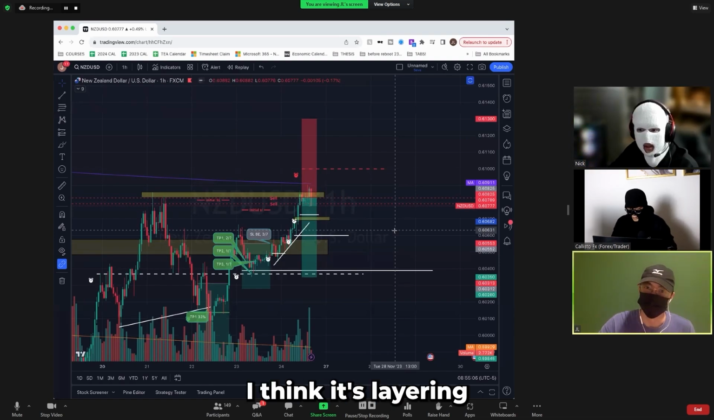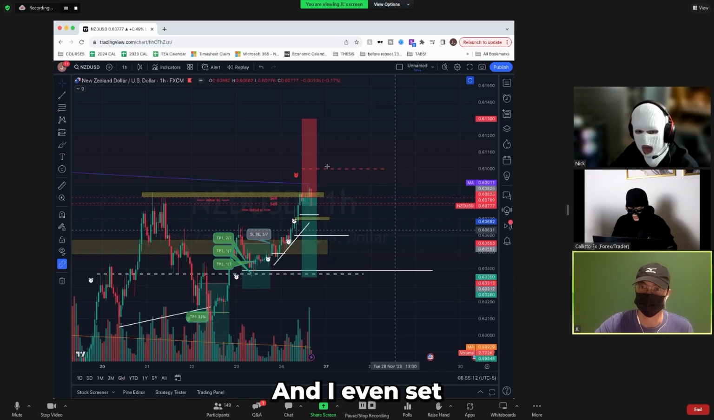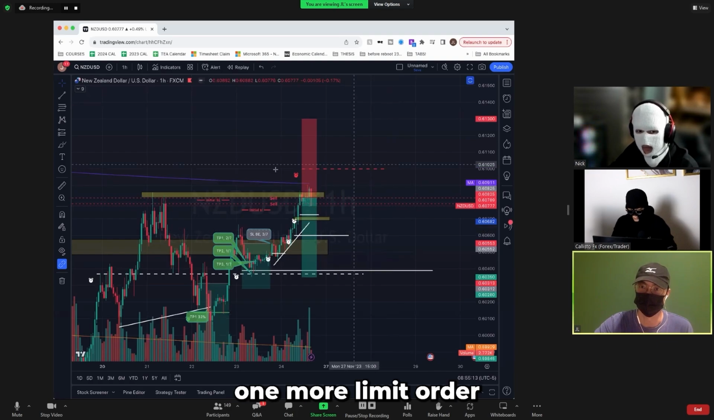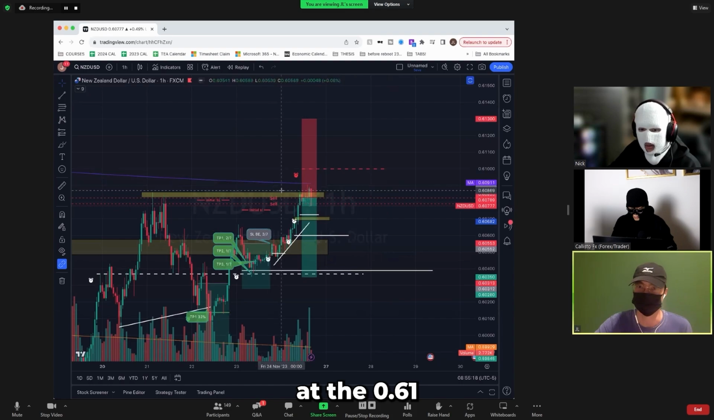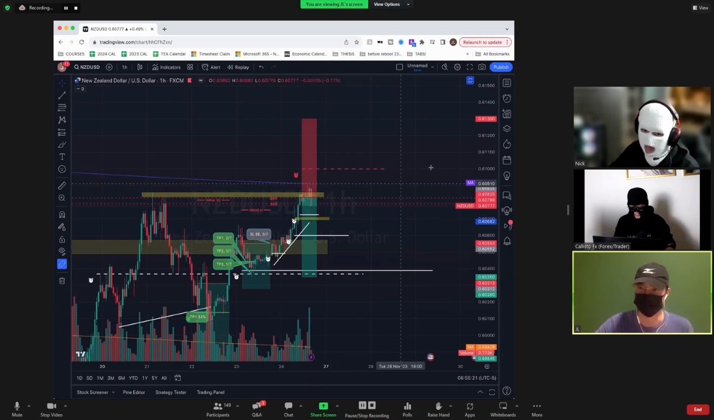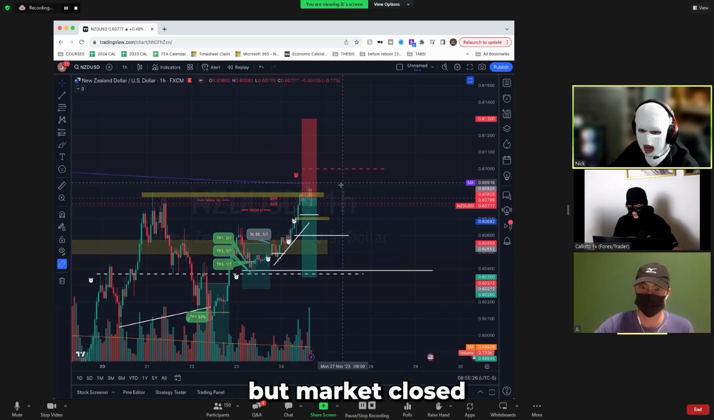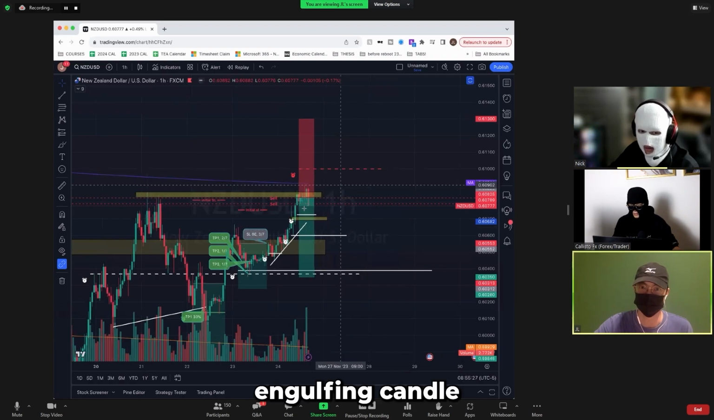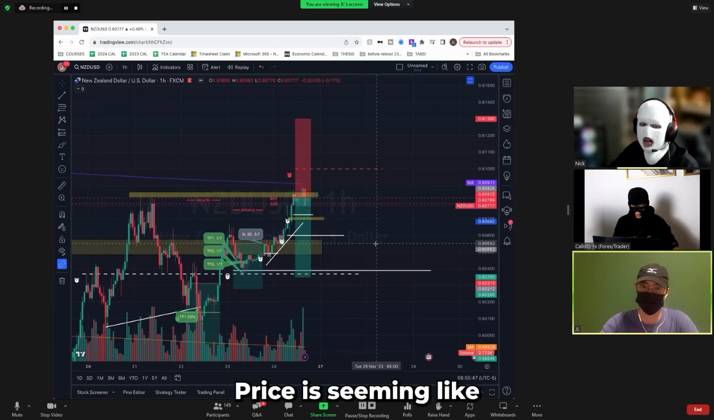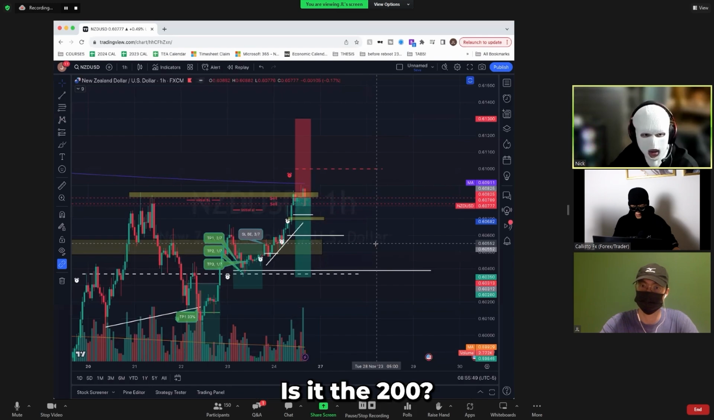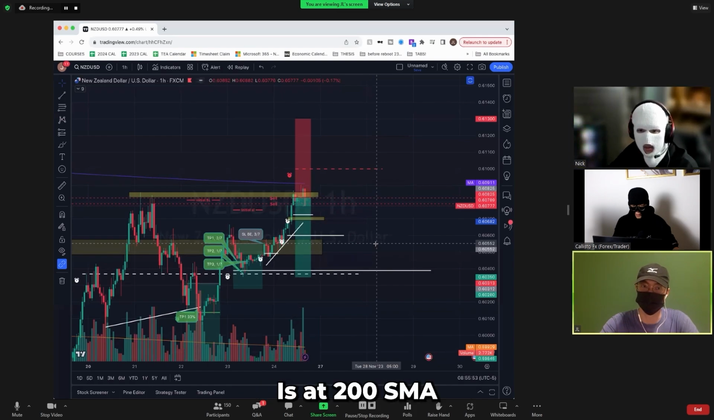I think it's layering because right now I haven't taken TP yet, I'm just looking at the price reacting. I even set one more limit order at the 0.61, because that's a psychological level, right? I guess. Okay, that's fair. But the market closed with that engulfing candle, so price seems like it's rejecting it. Is that the 200? The purple line is the 200 SMA.